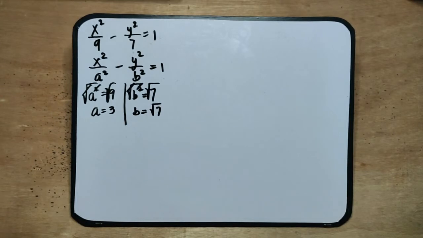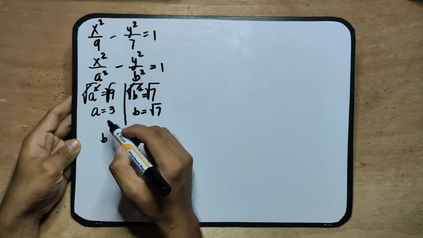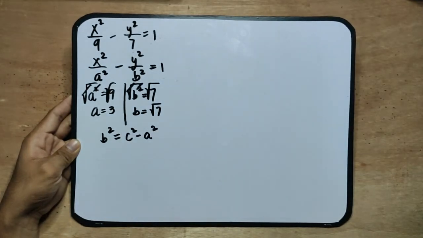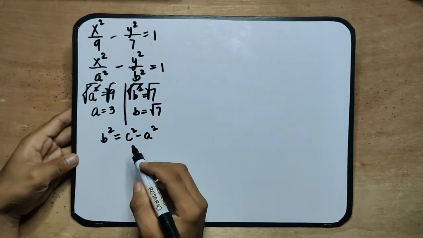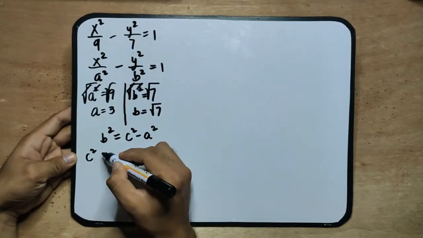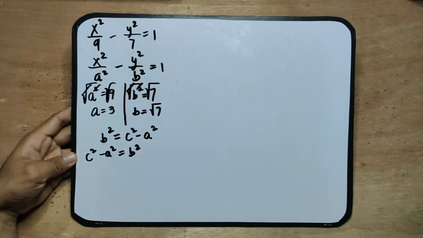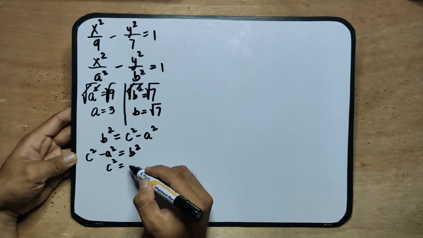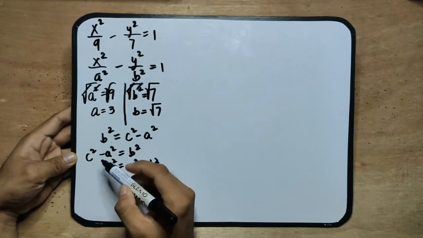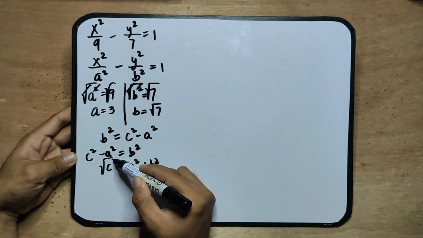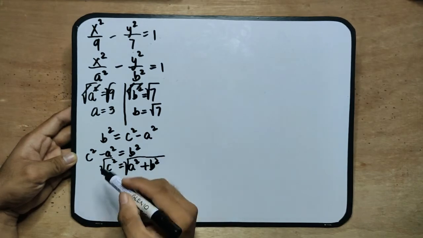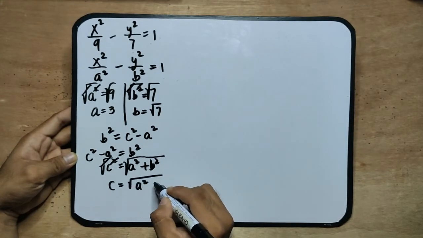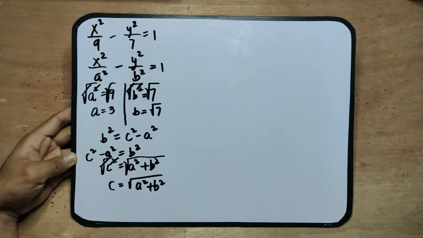So how can we solve for the value of c? We use this formula, b squared is equal to c squared minus a squared. So solving for c here, since equal silang dalawa, we can swap their positions. This will be c squared minus a squared is equal to b squared. Transposing negative a squared to the right, we have c squared is equal to a squared plus b squared. So para matanggal yung square ni c, we extract square roots. So this will be cancelled immediately. So the formula will be c is equal to square root of a squared plus b squared. So take note of this formula.